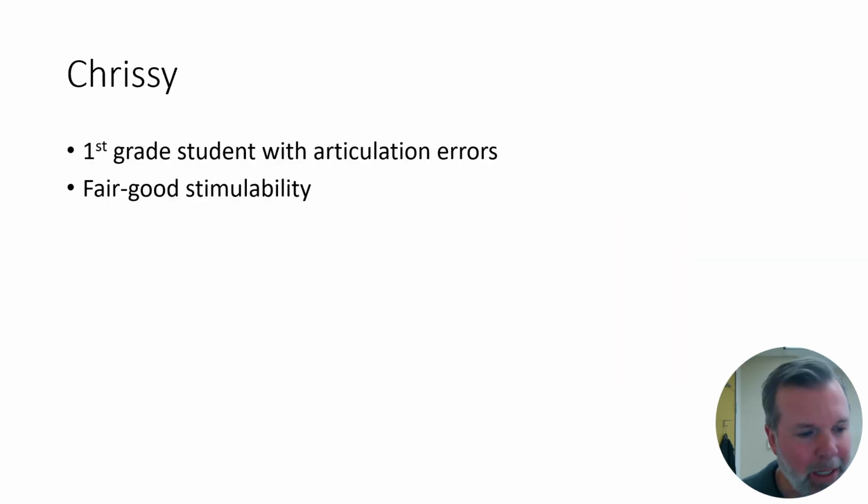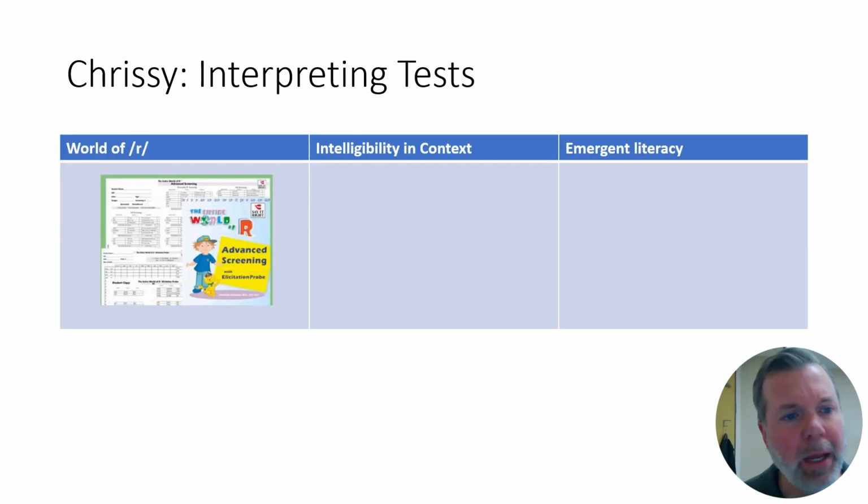Let's take a look at the case of Chrissy. Chrissy, first grade student, she has some articulation errors, fair to good stimulability, right? So what are some different assessments that we could do? What might be going through our mind? We could do that deep dive into the world of R, pretty highly standardized, pretty much looking at the activity level, looking with a lot of depth, looking at these discrete skills. And that might be really important for us, if we're really trying to understand where the breakdown is.